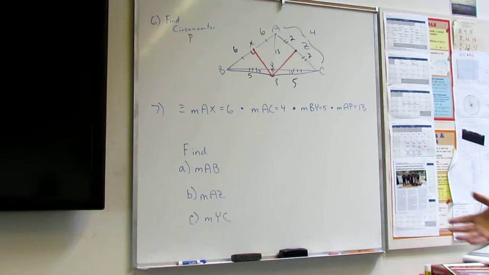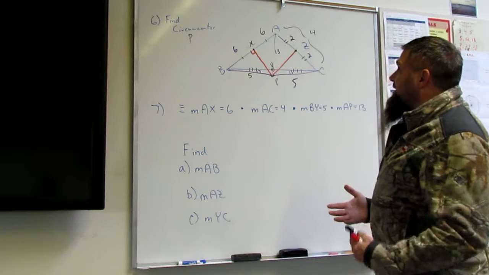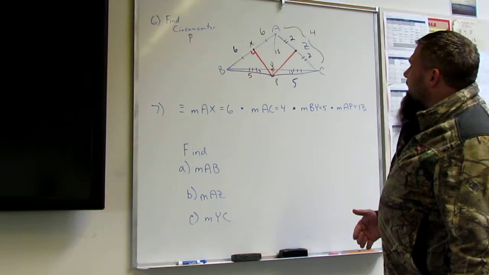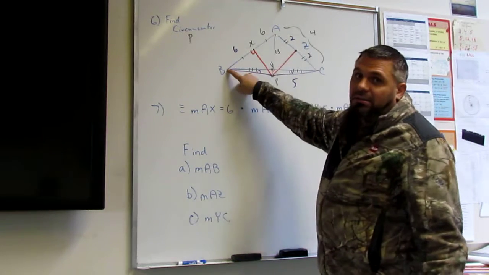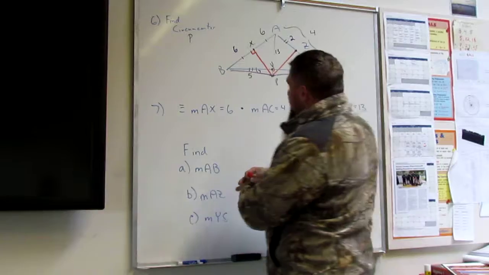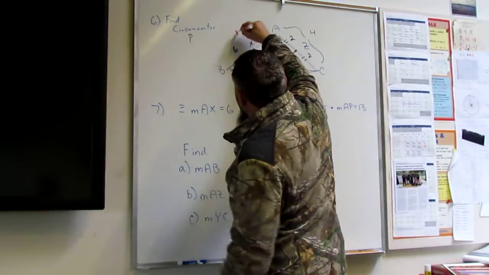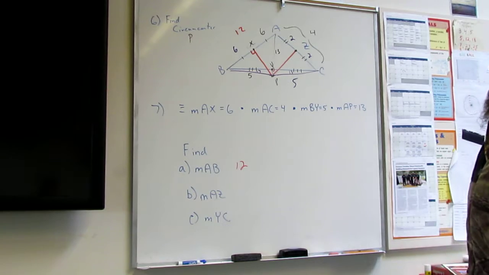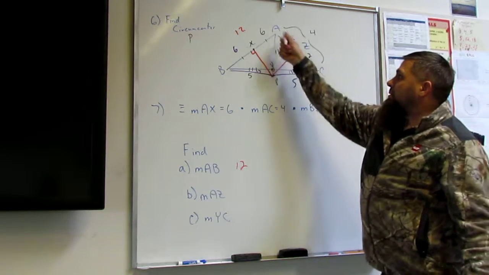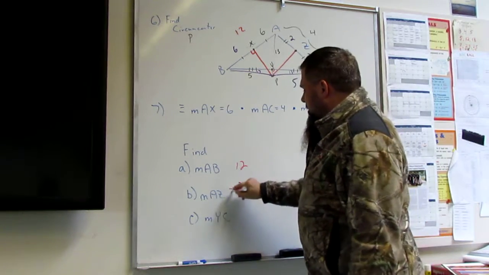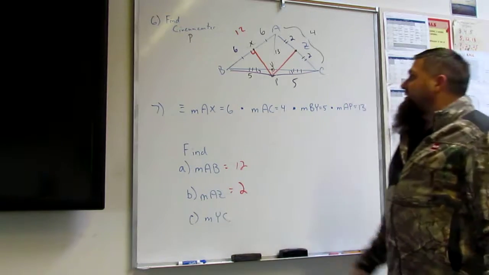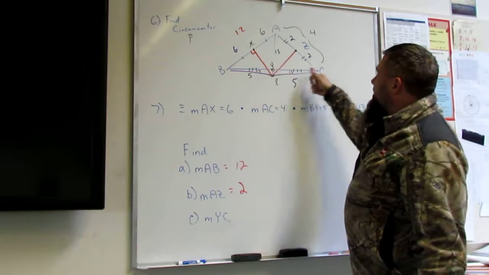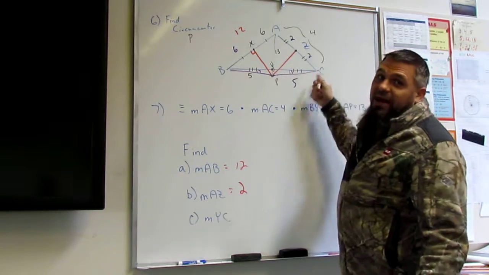And to answer these questions, it should be relatively easy. AB. Okay? Where is AB? How much is AB? 12. Yeah, because it's 6 plus 6, right? Okay. How much is AZ? 2. Okay. And how much is YC? Y to C. That's 5, right?